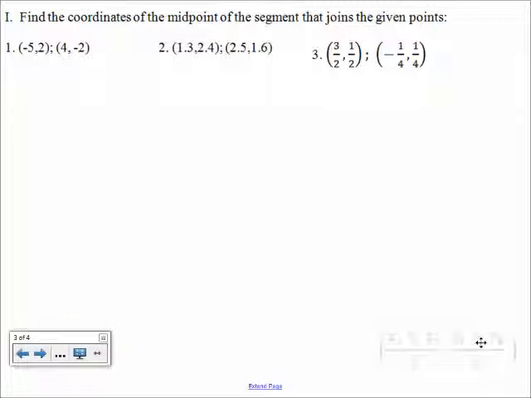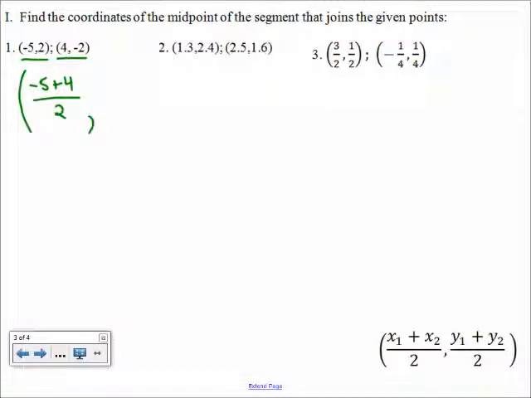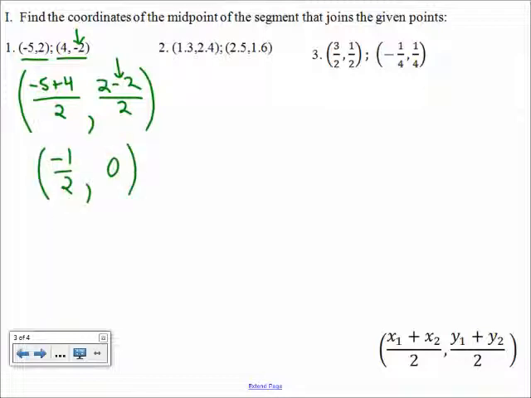For your reference, recall that the midpoint formula is the average of the 2 values. So if I want the midpoint of these first 2 coordinates, it will occur at the average, which is -5 plus 4 over 2 in the x coordinate, and 2 minus 2 over 2 in the y coordinate. Why minus 2? Well, when I add a negative, it's the same as subtracting. So what I end up with is -1/2, 0. That will be the midpoint for number 1.